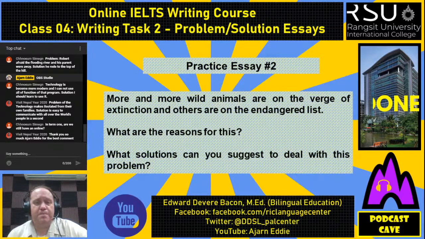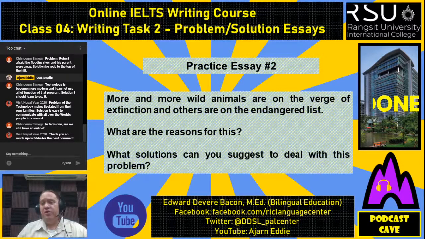Okay, practice essay 2. The problem is more and more wild animals are on the verge of extinction, and others are on the endangered list. What are the reasons for this? What solutions can you suggest to deal with this problem? So the problem is more and more animals are becoming extinct or going on the endangered list. So you got to find out that's the problem. And also part of the problem is you have to find out the reasons behind this. And then you got to come up with some solutions, okay?